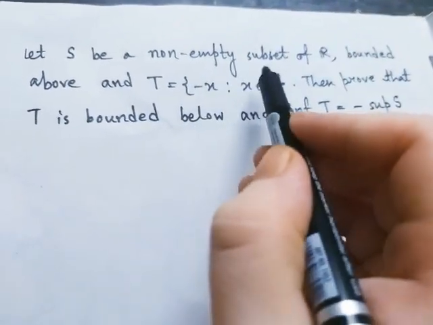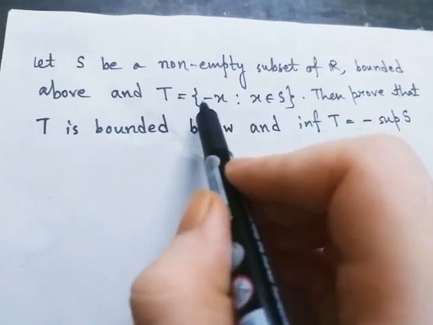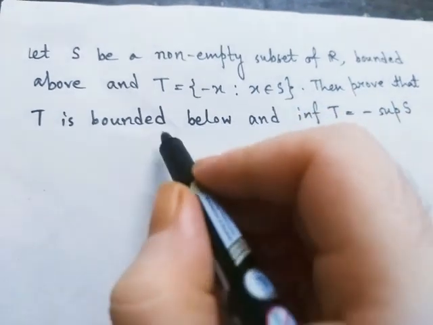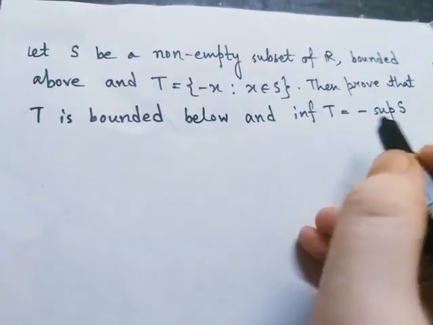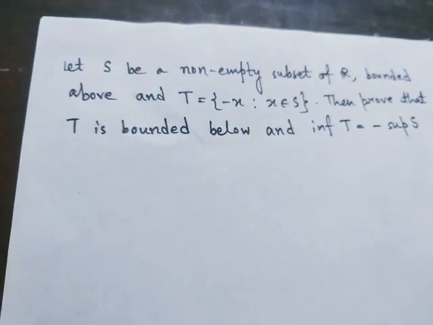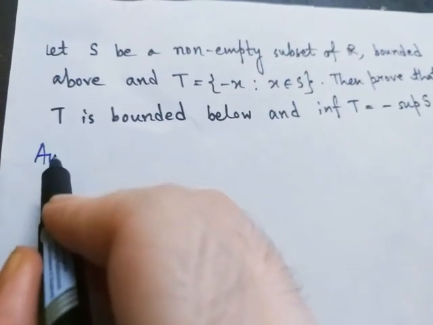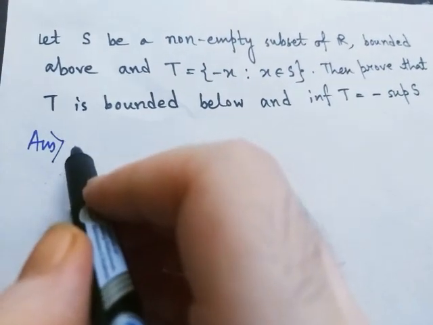S is a non-empty subset of R bounded above and T equals minus x, where x belongs to S. Then prove that T is bounded below and infimum of T equals minus supremum of S. First answer. First we show that T is bounded below.